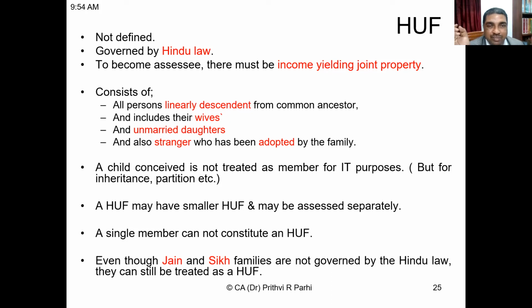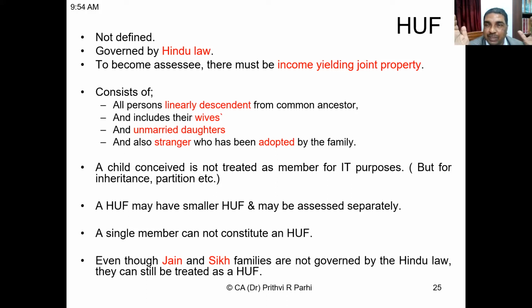HUF consists of all persons who are lineally descended from a common ancestor. There is an ancestor from whom they are lineally descended. They are the members of the HUF. Their wives are included. Unmarried daughters are included. If a stranger who is legally adopted, he can also become a member of HUF. Okay, a conceived child is not a member of HUF. HUF may have a smaller HUF within that. Okay, a single member cannot constitute an HUF.